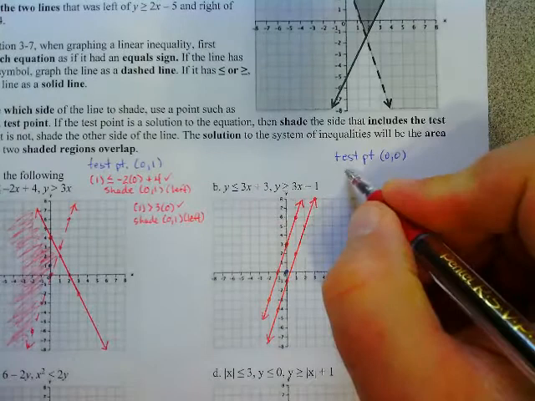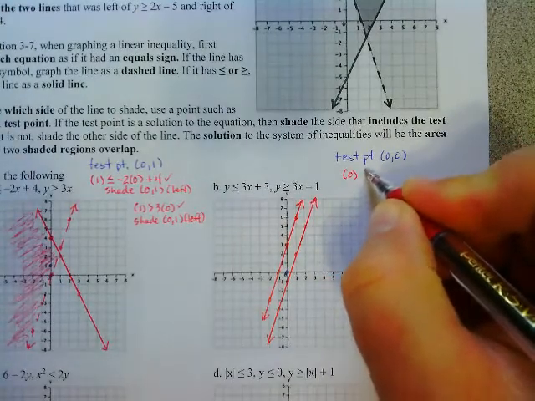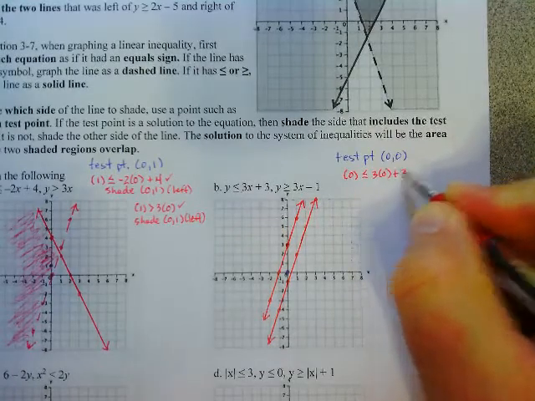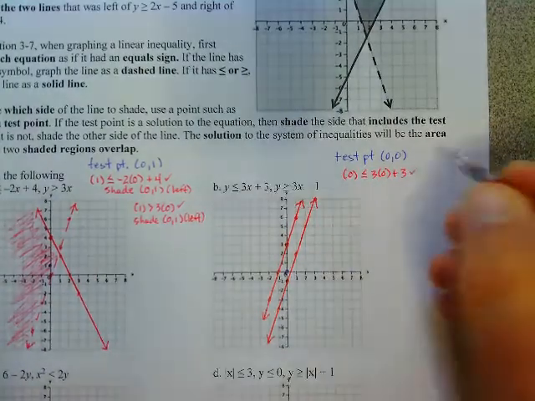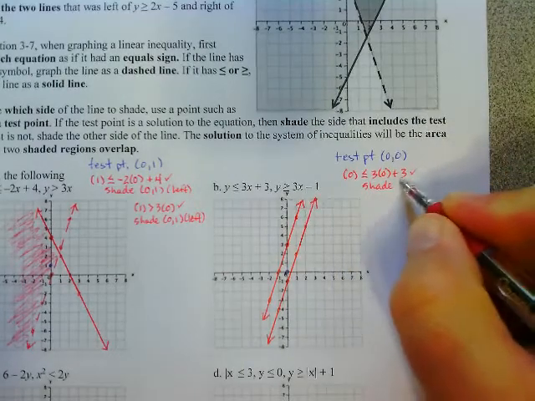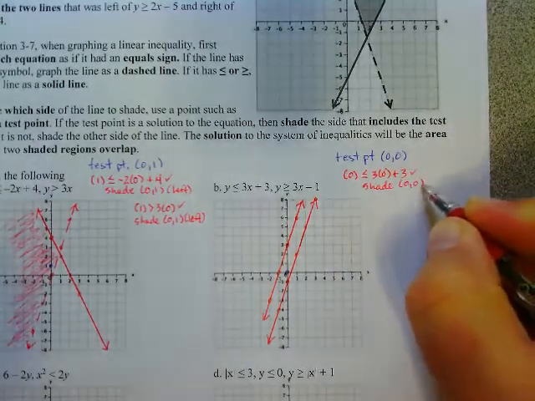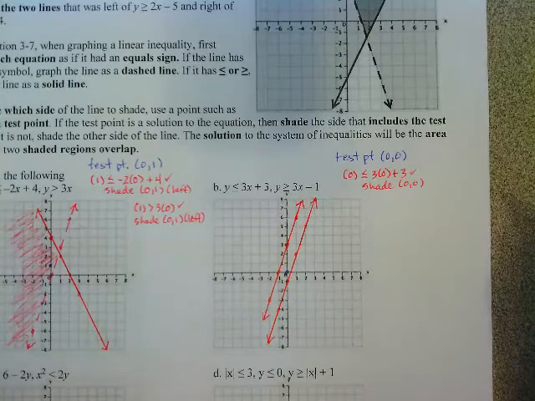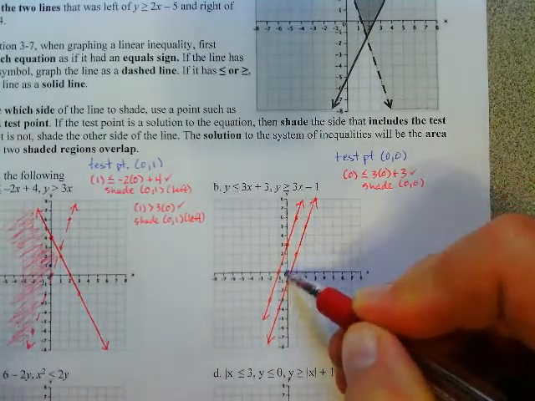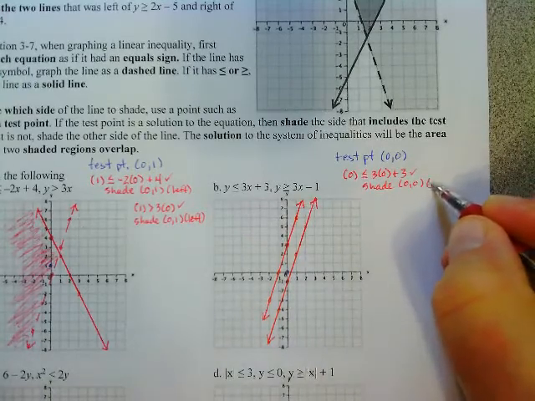So in the first one, we would have 0 less than or equal to 3 times 0 plus 3. Well, 0 will be less than 3, so we will shade the side that has 0, 0 for that first line, and that's this one here. And since the 0, 0 is on this side, we're going to shade right.